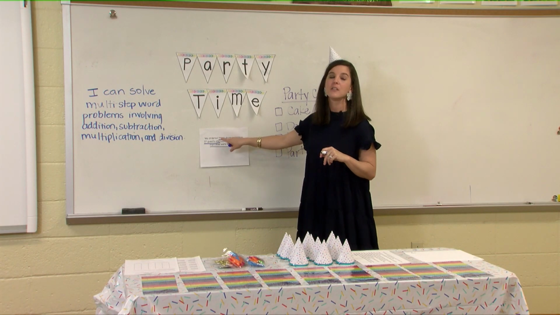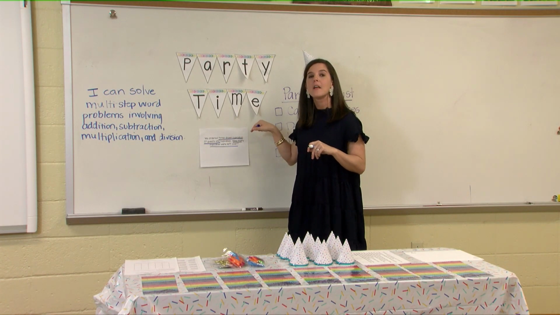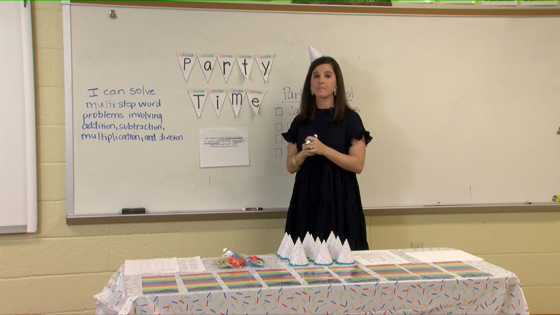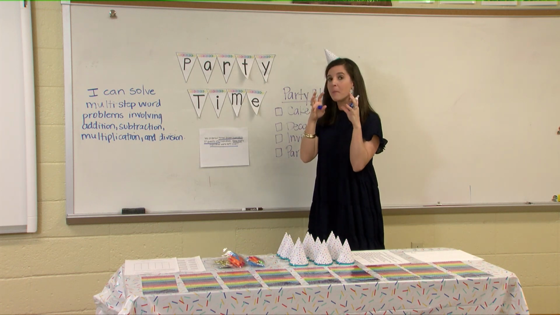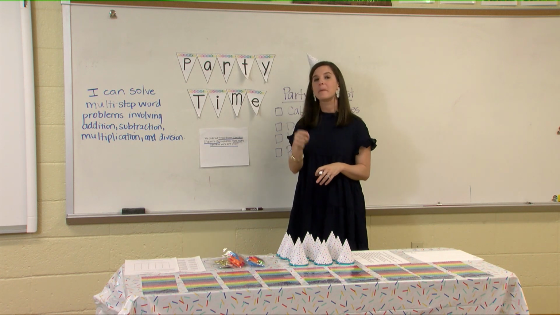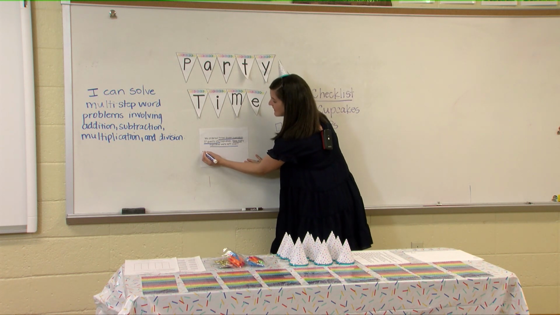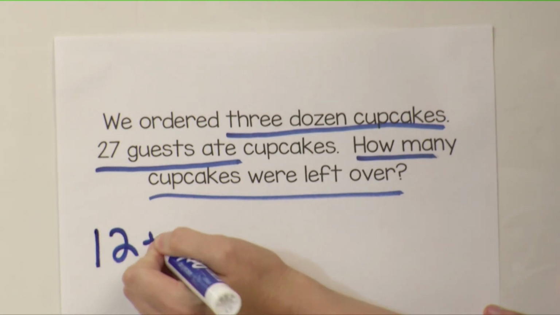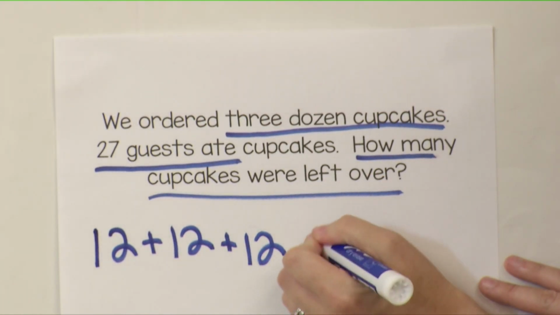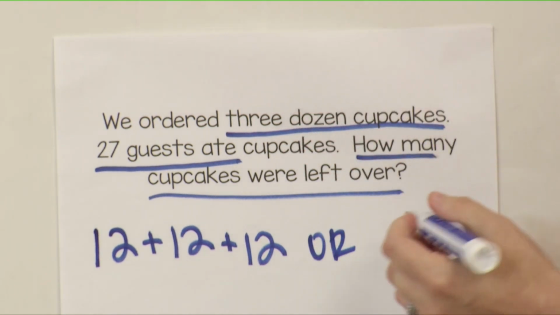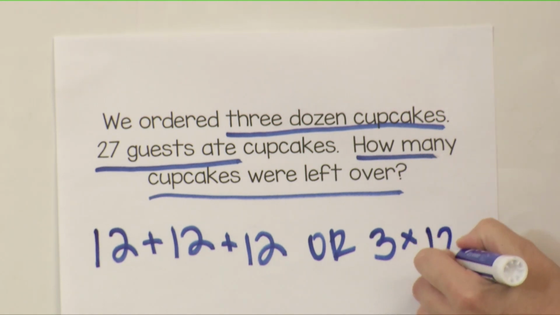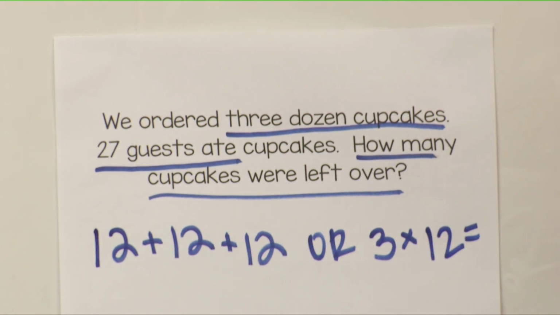And if I'm trying to find 3 groups of 12, what operation is that going to be that I would use? What operation? Multiplication, okay? When I know my number of groups and the number inside of the groups, that is multiplication. Now, I could also repeatedly add. So I could say 12 plus 12 plus 12, or I could say how many groups? 3. How many in my groups? 12, and multiply those numbers together.